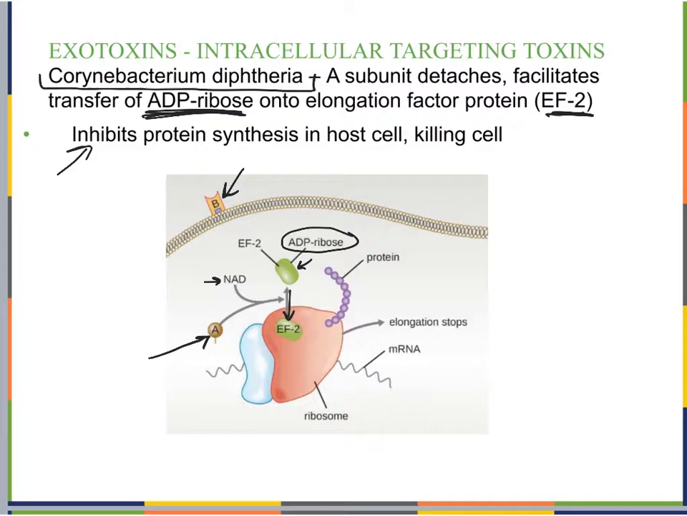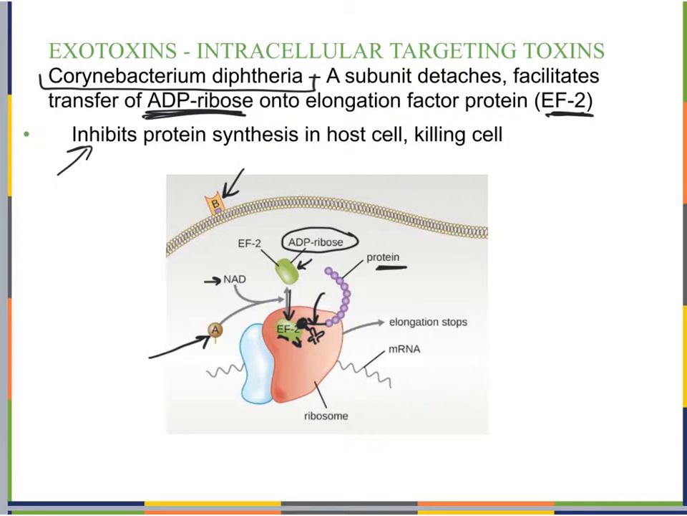So instead of an amino acid coming along, so here's our growing protein, instead of a tRNA coming along here, remember we have our tRNA coming along, and what's attached to it is an amino acid. Instead of that, which then can form a peptide bond to the protein, our ADP-ribose gets stuck in here, and then it stops transcription. And so then the whole thing is going to fall apart, and we no longer have protein synthesis, and that's going to stay stuck there.